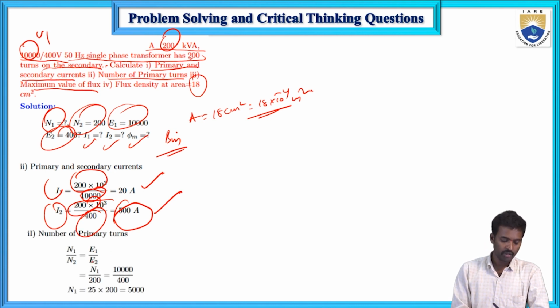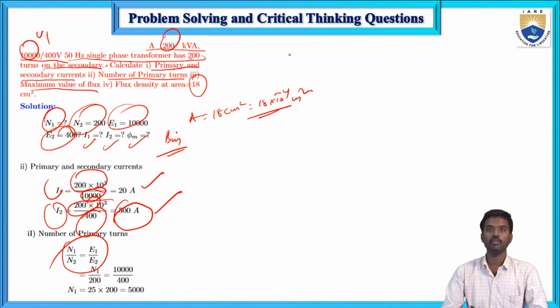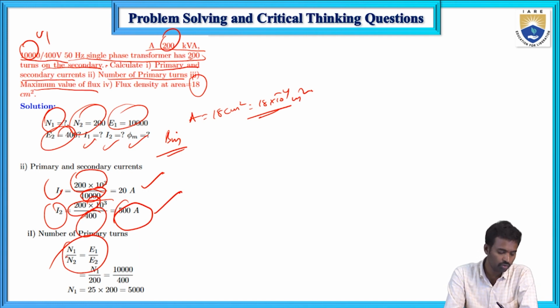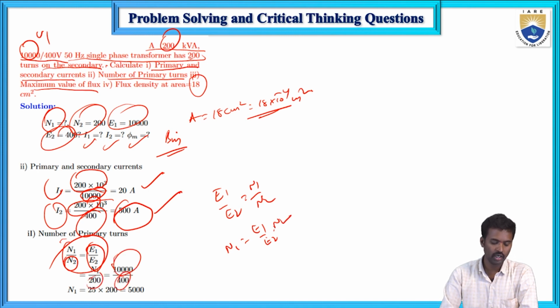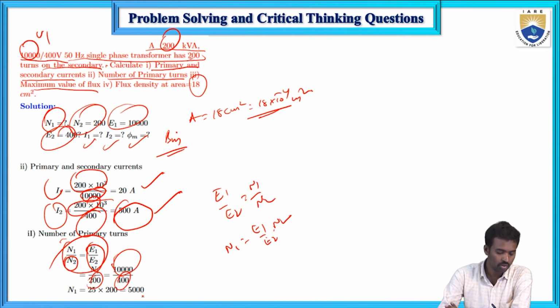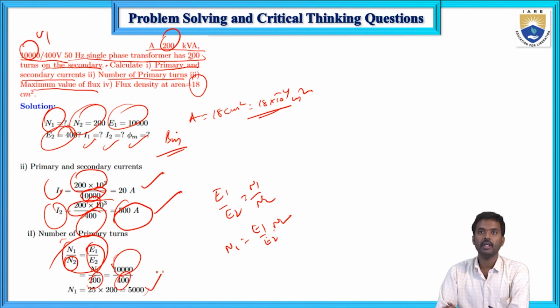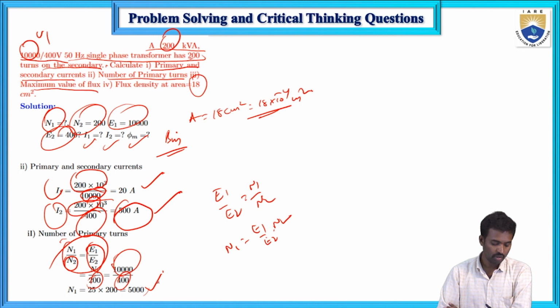Next, here primary winding turns. We know this one, E1 by E2 equals N1 by N2. If you know the N2 and E1 and E2, we know this. And from this, E1 by E2 equals N1 by N2. So now N1 equals E1 by E2 into N2. Here E1 equals 10,000 and this one is 400 and this one is 200. So now the primary winding turns are 5000.